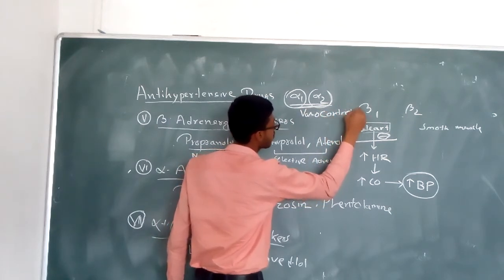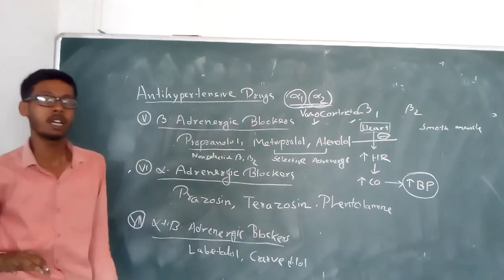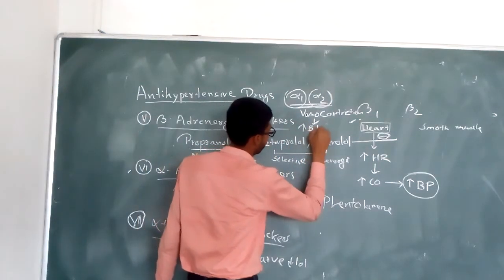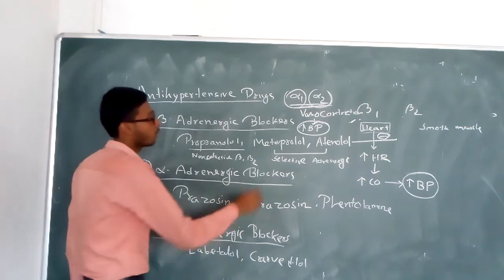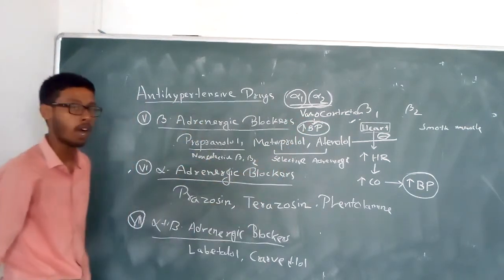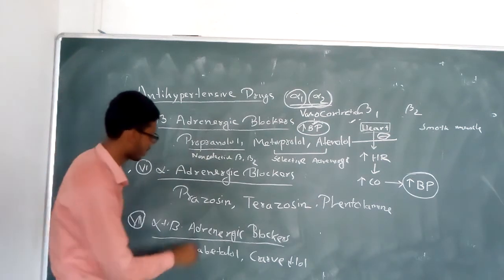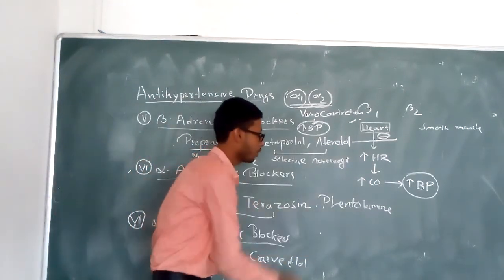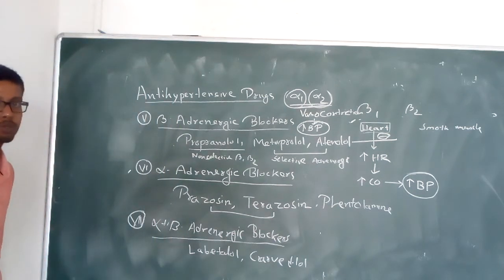Vasoconstriction is the contraction of the blood vessel, and the contraction of the blood vessel is the reason for the increase in blood pressure. So by blocking this process, we can treat hypertension. Selective alpha adrenergic blockers are prazosin and terazosin, and another example is phentolamine. So alpha adrenergic blockers are also used for the treatment of hypertension.